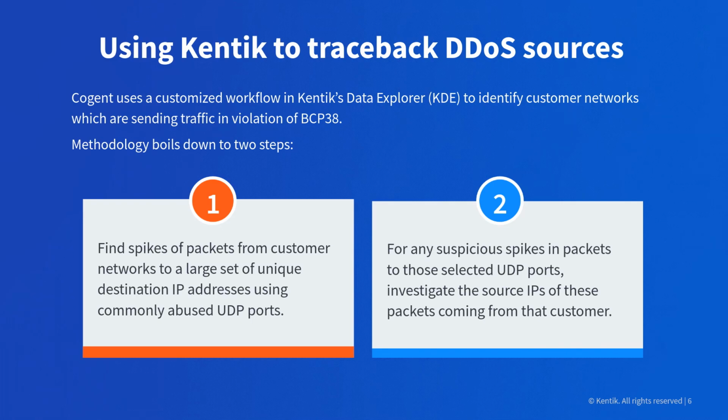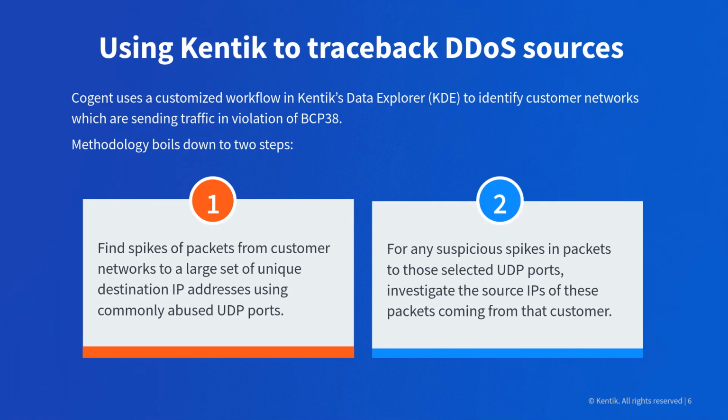But basically, there's 2 steps. You have step 1, where you're just trying to find spikes of packets from customer networks that are going to a large set of unique destination IP addresses using commonly abused UDP ports. That's a pretty good first indicator that you've got someone who's launching DDoS attacks out of your network or your customer's network. That alone doesn't. There are possible benign explanations for that kind of scenario.